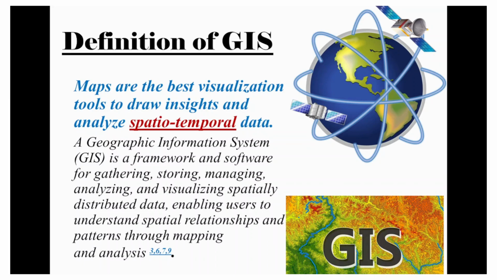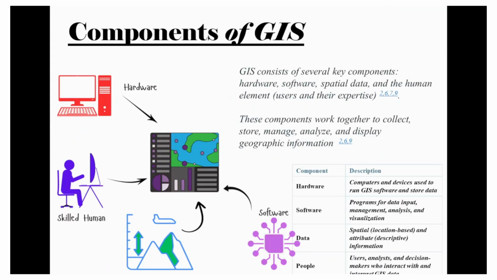Here, we also come across a term spatio-temporal data, which means GIS will also help us understand those data that vary not only from one place to another but also from time to time, such as vegetation cover, which changes from time to time, from season to season.